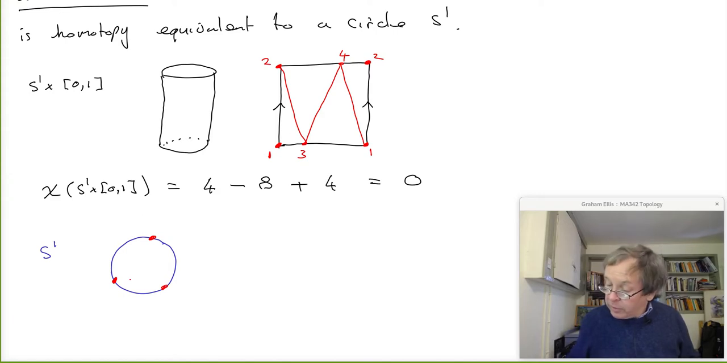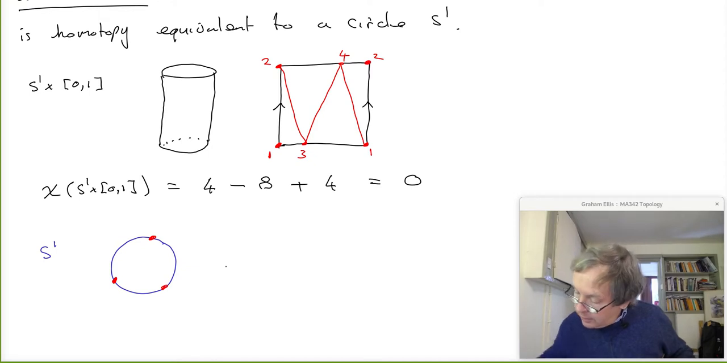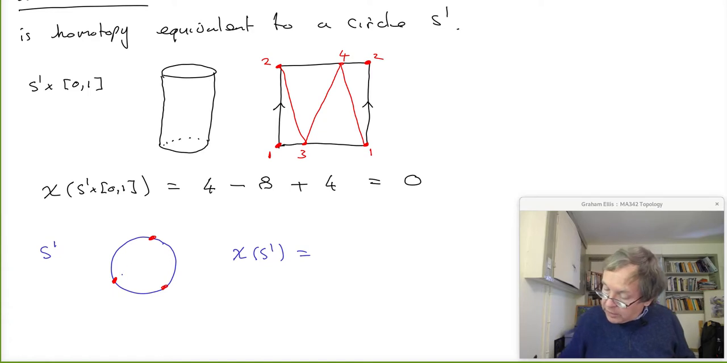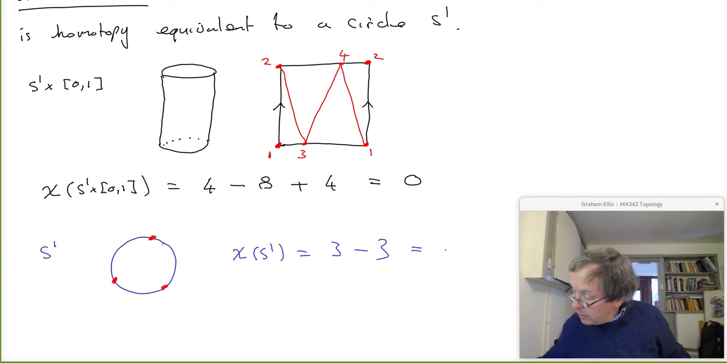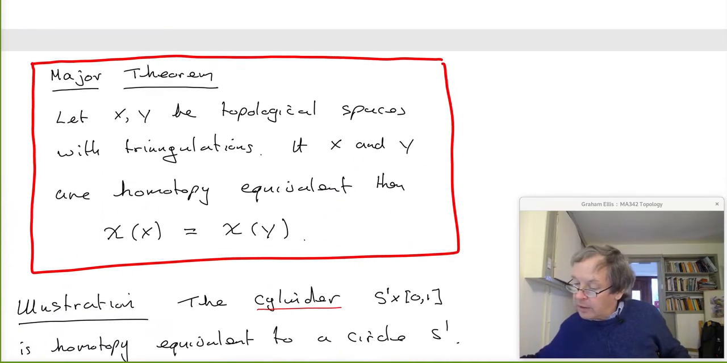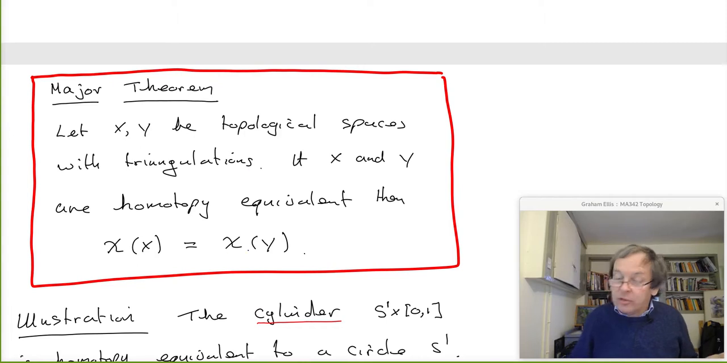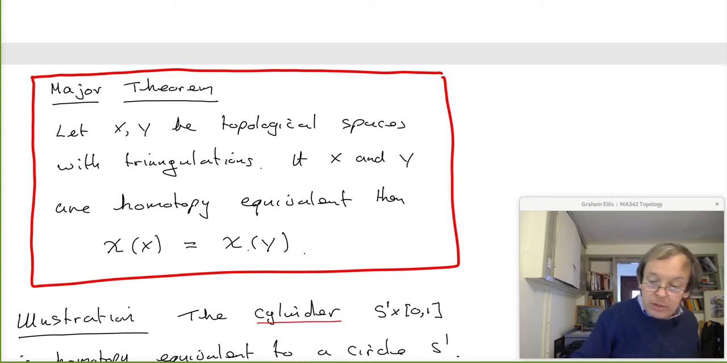So what's the Euler characteristic of the circle? That's the triangulation. So the Euler characteristic of the circle, blue, it better be zero, but let's work it out. It's three vertices. There are three edges. And there's nothing else. There are no two simplices because it's one dimensional. So you get zero. Same answer. So that just illustrates what this theorem is saying, but the theorem is very general. It's for any two spaces which are triangulated and homotopy equivalent.